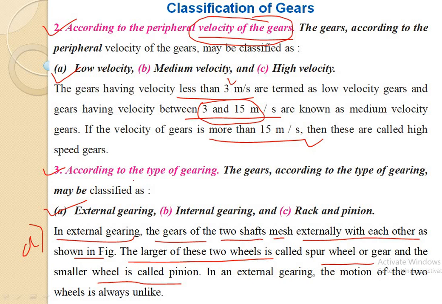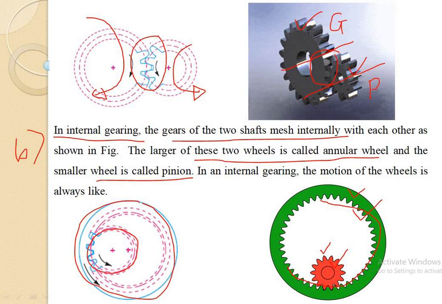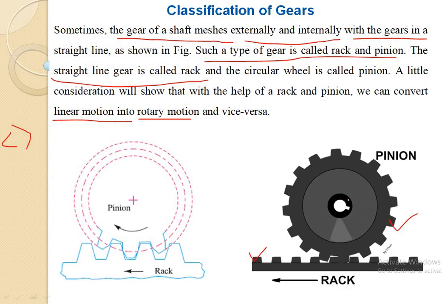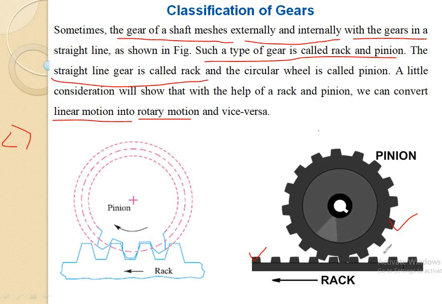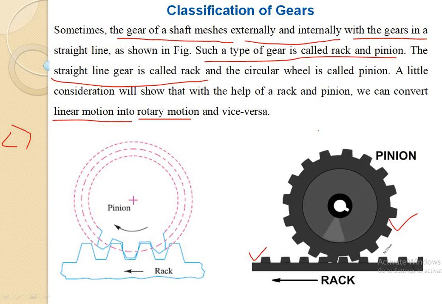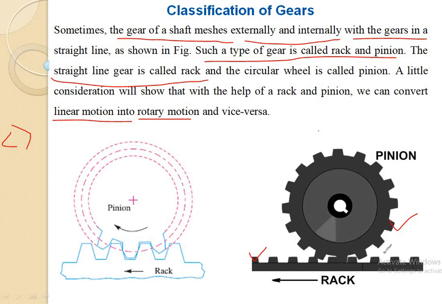And the third major classification depends upon the type of gearing, meaning how the gears get meshed, how the gears get engaged with each other. In that case, we have classified gears as first external gearing, if the teeth of gears are meshing externally. Second, internal gearing, if the gears of the two shafts mesh internally. And third type is the rack and pinion, when a straight line motion is transmitted into rotary motion. So this is the basic classification of gears, how gears are classified depending upon position of axis of shaft, depending upon the velocity of transmission or peripheral velocity, and third depending upon the gearing, meaning engagement of teeth.